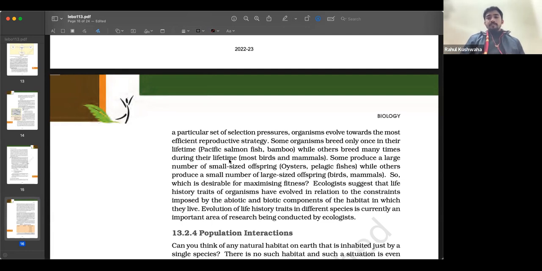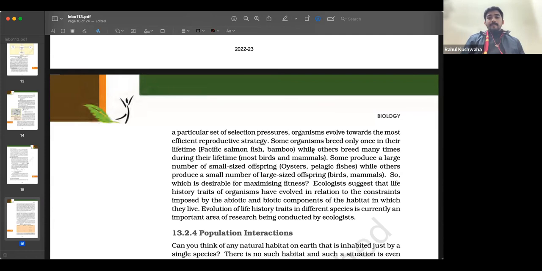While other organisms can breed multiple times, like humans, birds, other higher mammals. Now, you will always see that organisms that breed less leave more progenies in one go, like this salmon fish. They have to lay thousands and thousands of eggs because they will only get the chance once. For bamboo also, when it flowers, it is full, loaded, lots and lots of seeds they leave.